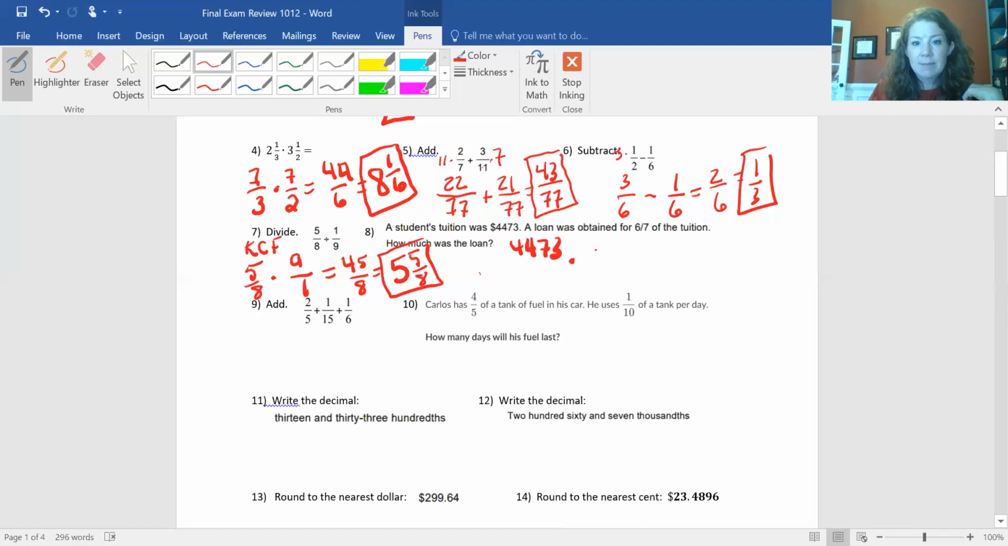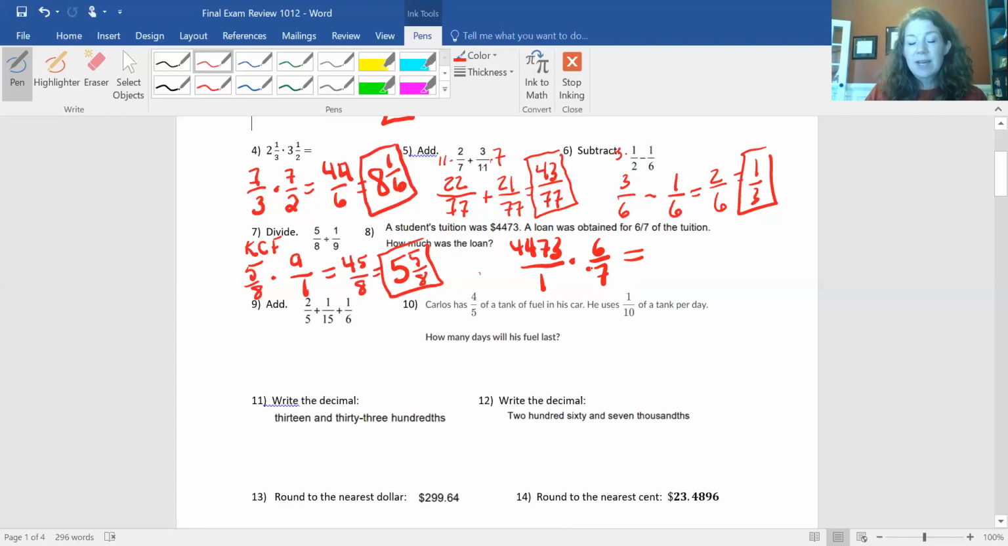4,473 times 6/7. So I'm going to make this a fraction. I don't know if 7 can be divided into that number, so we'll just multiply straight across. Actually, I tried on my calculator to see if I can divide 4,473 by 7, because that means I could simplify this before I multiply.